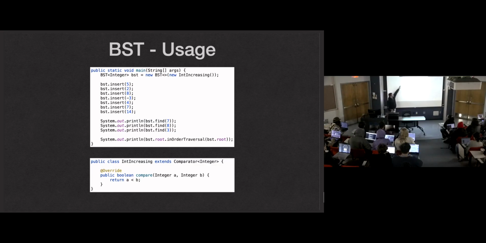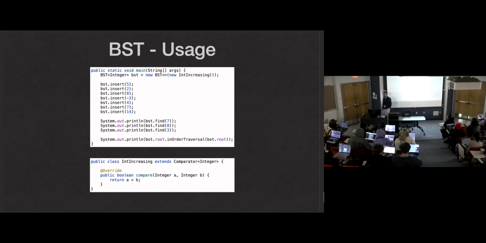And here's the usage of a BST. We're going to create a BST, specify the type. I'm going to just say integer. And the comparator, I'm going to create a new instance of int increasing, which is going to extend our comparator of integer, same stuff we did through inheritance, and implement the compare method to be the less than operator.